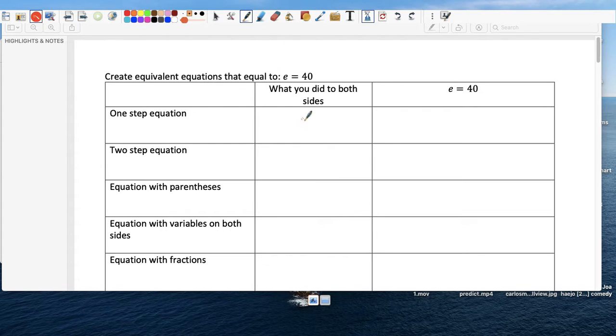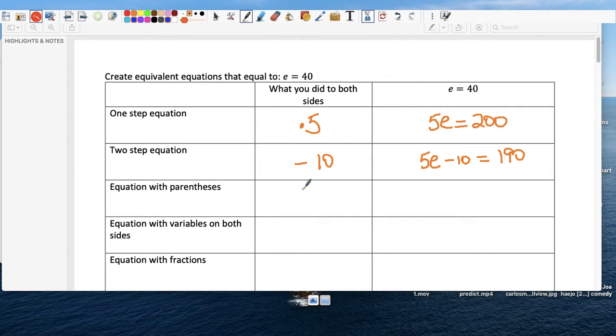So, one-step equation. What did I do to both sides? Let me multiply both sides by 5. I'm going to go 5 times e is 5e, and 5 times 40, big numbers, is 200. Now a two-step equation, so I just created one. Let me subtract 10 from each side. I'm going to get 5e minus 10, and on the other side, 200 minus 10, which is 190.